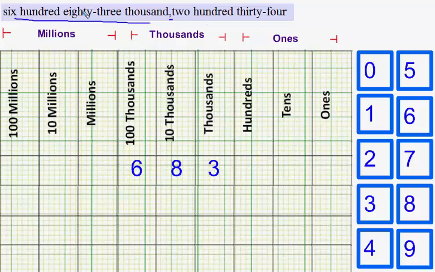Notice the comma here that separates these group of words from these group of words, indicating that the digits that correspond to all of these words will go within one grouping, in this case thousands, and the words to the right of the comma represent numbers that will go into this grouping here in the ones group.